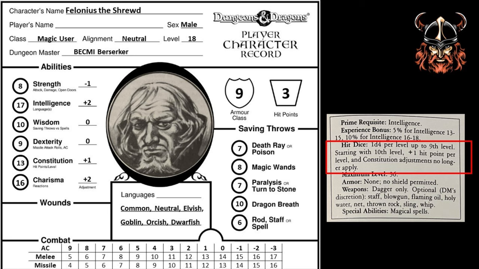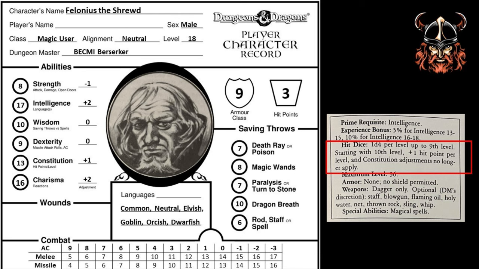As you can see, Felonius gets 1d4 hit points per level up to 9th level, and he may apply his constitution adjustment to this total. However, as he is now 18th level, he does not roll a hit dice for levels 10 to 18, and he also does not get any constitution adjustments for levels 10 to 18 either, instead only getting plus 1 hit point for every level above 9th.